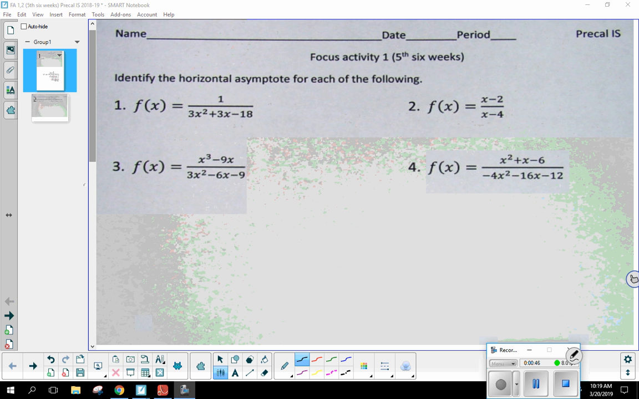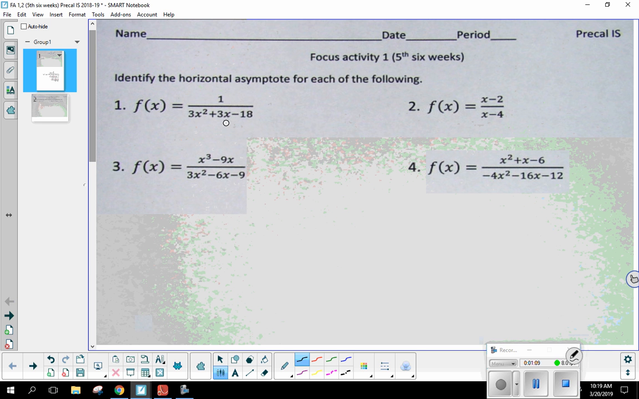All right. So we brought this up the other day, but we didn't talk about it in a whole lot of detail. What was the one thing I looked at that helped me decide horizontal or slant? The degrees. And remember, the degree is the largest power that an expression has. So we're comparing the numerator to the denominator. So, for example, number 1, 1 divided by 3x squared plus 3x minus 18.